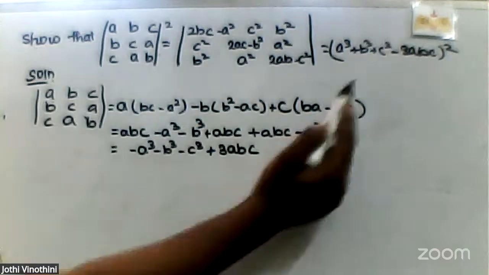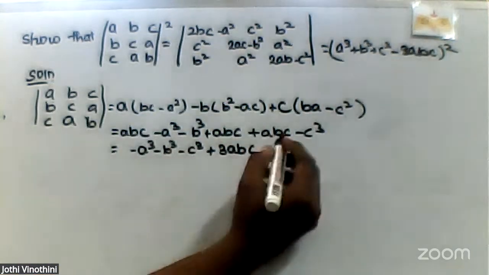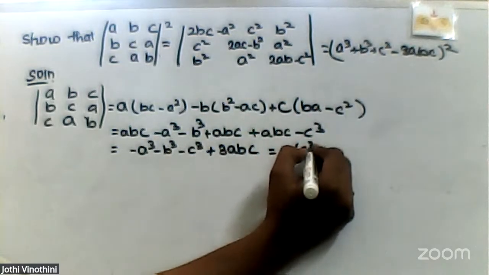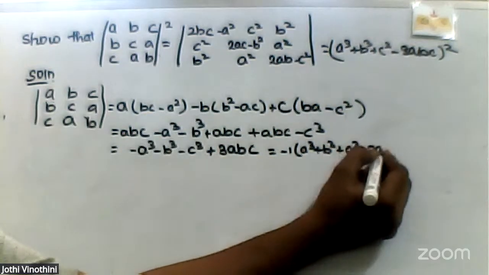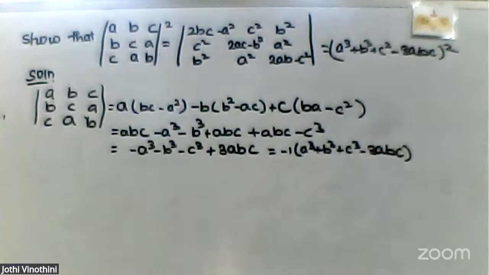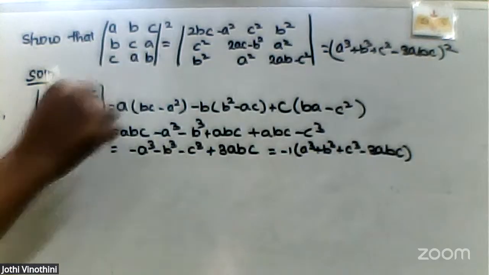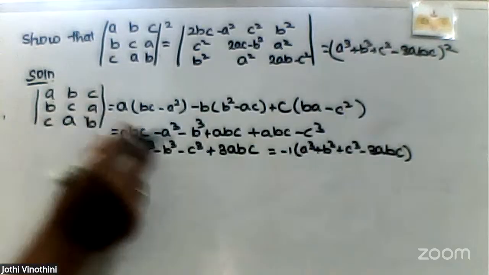See the question we have, all the A cube, B cube, C cube are positive and 3ABC is negative. So I am going to take the negative one common from all the elements. So it will become A cube plus B cube plus C cube minus 3ABC. See what we have to prove. So we have to prove the square of this determinant is equal to this one, right? So I am squaring this, taking square on both sides.